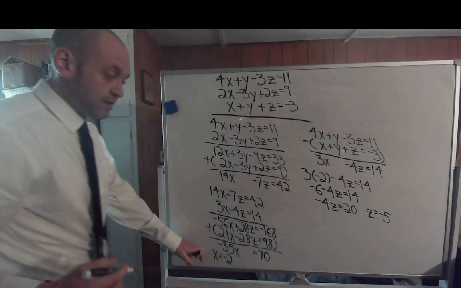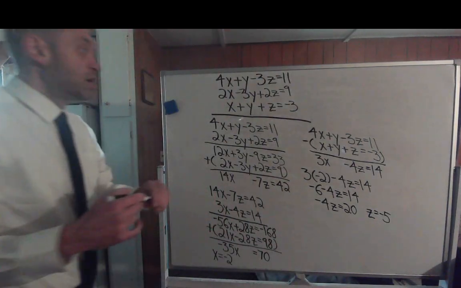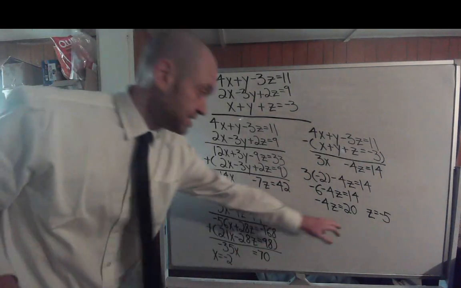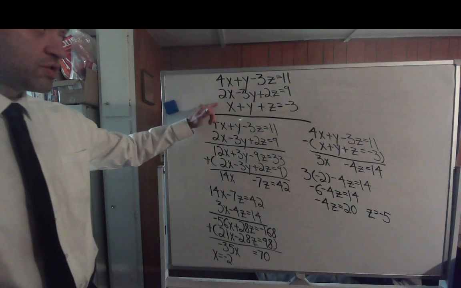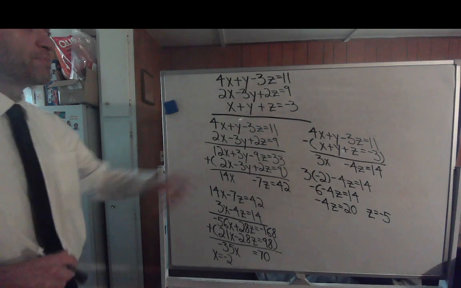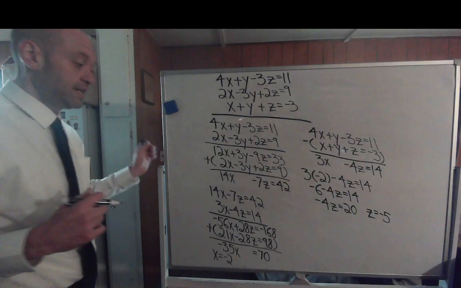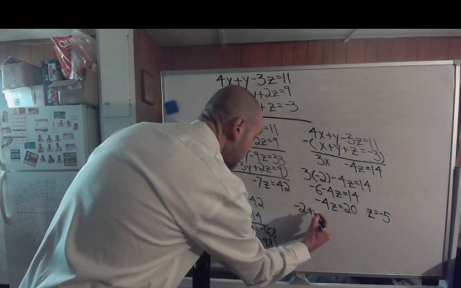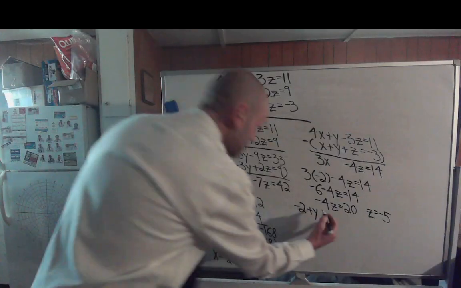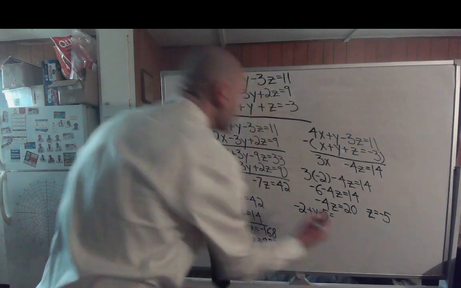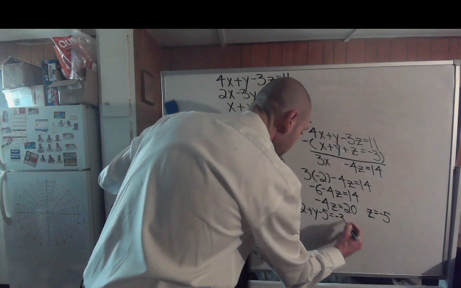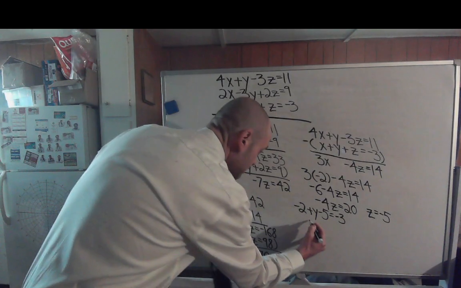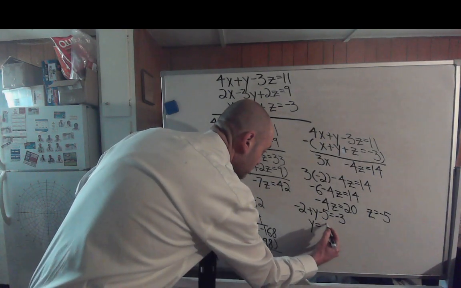So now I have found x, I've found z. All I have to do now is solve for y. I put both my x and z values into one of these three original equations and I can solve for y. Let's go for the bottom one since it looks like the easiest. So x was negative 2 plus y, which we don't know yet, plus z, which was negative 5. Then the right-hand side equaled negative 3. So y minus 7 equals negative 3. That means y is going to end up equaling 4.